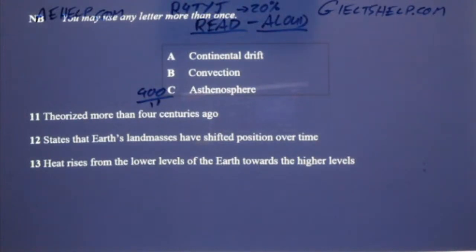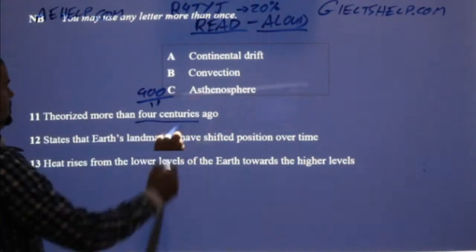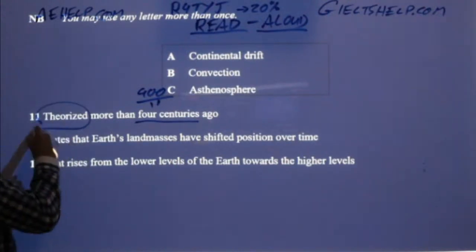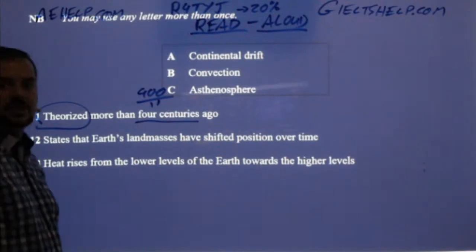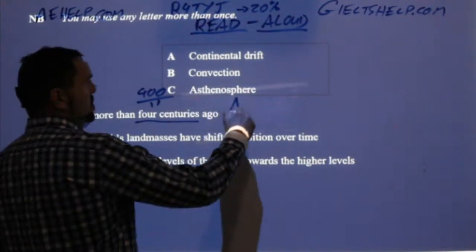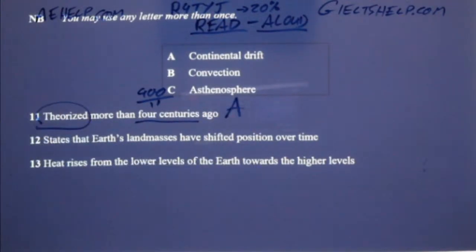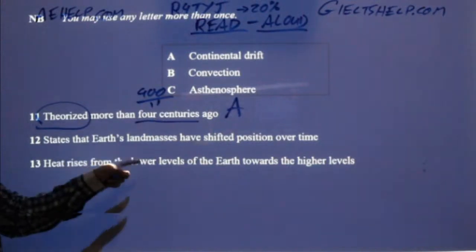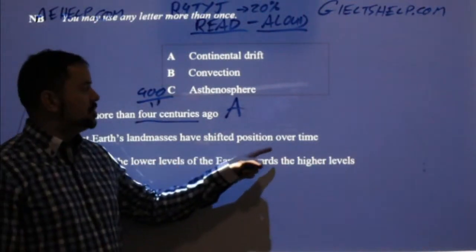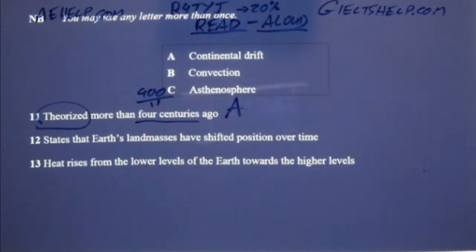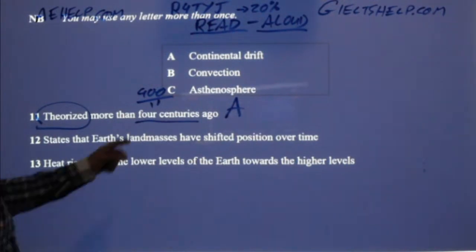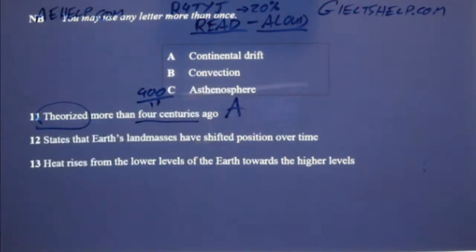Okay. Pay attention to the paraphrasing. So 400 years ago, this theory was invented. Very good, Ois. Very good, Abhishek. Great job, Rashika. Nice job, Dobs. It's A. It's continental drift. Okay. States that the Earth's land masses have shifted position over time. So it says that they have shifted position over time. A, B, or C. Continental drift, convection, or asthenosphere.